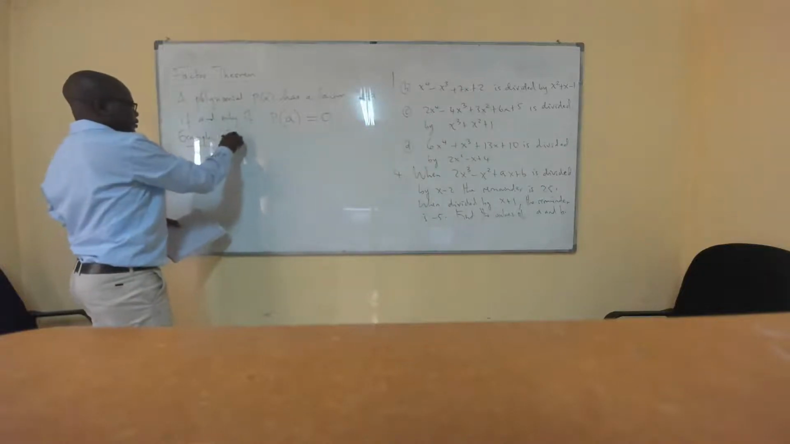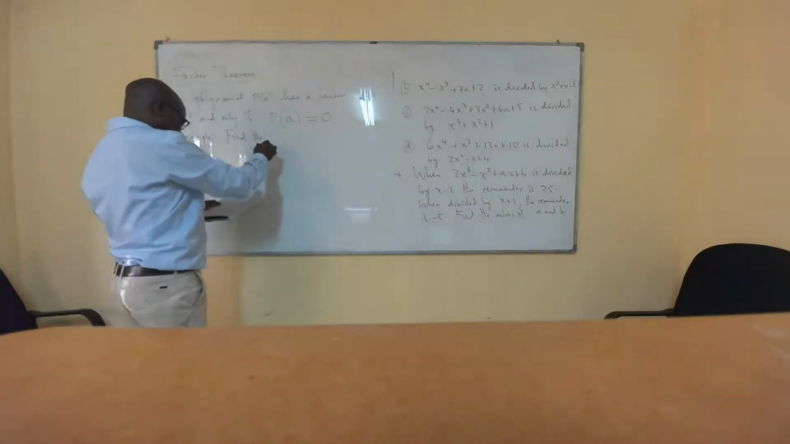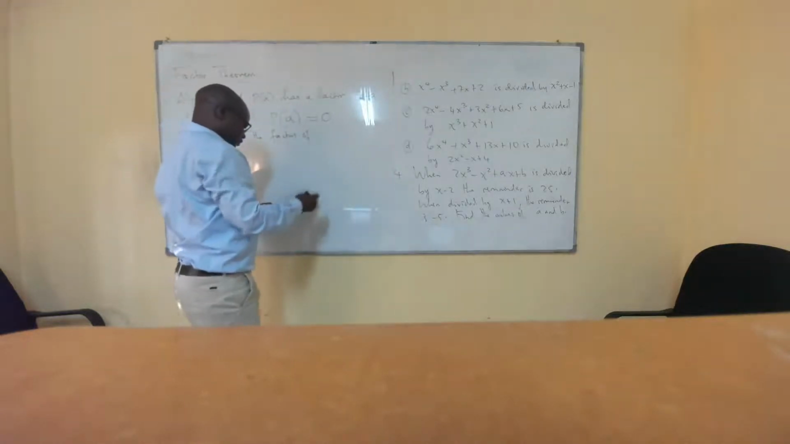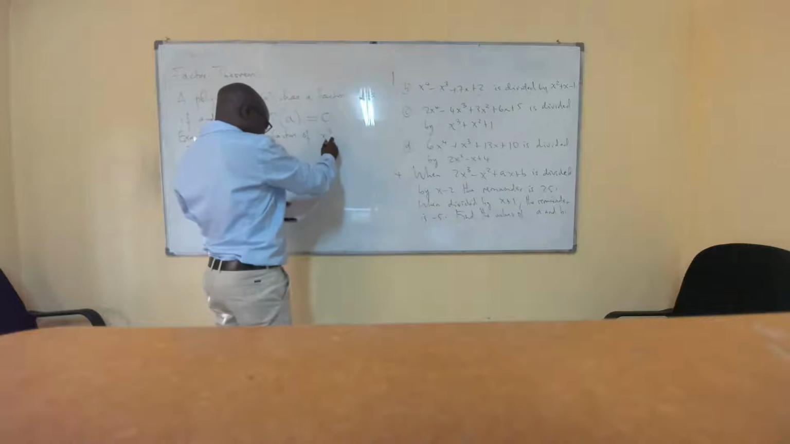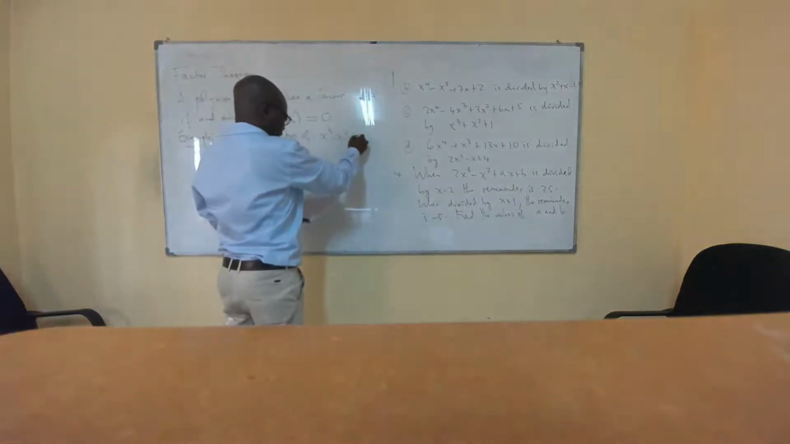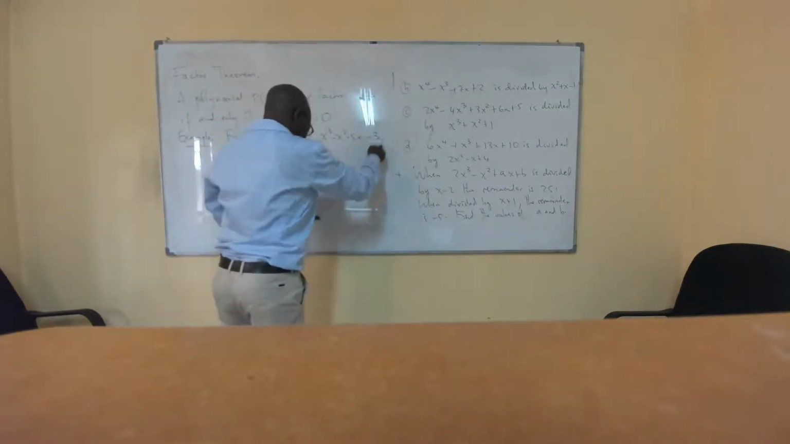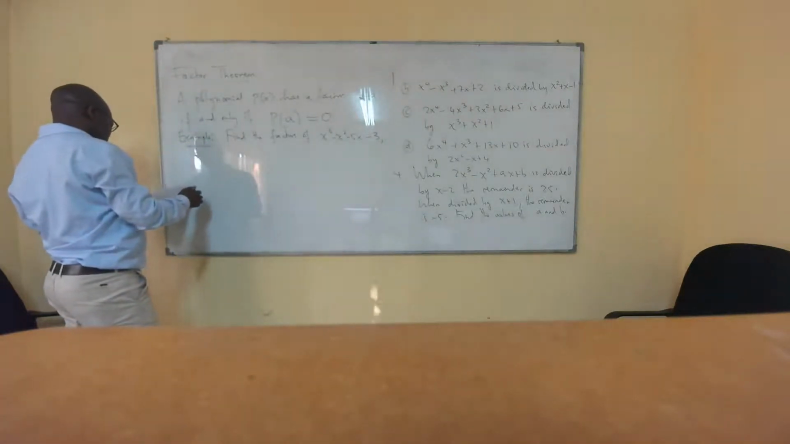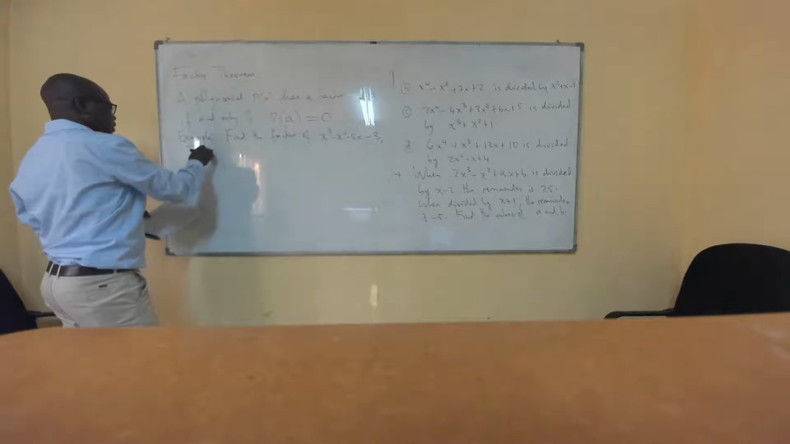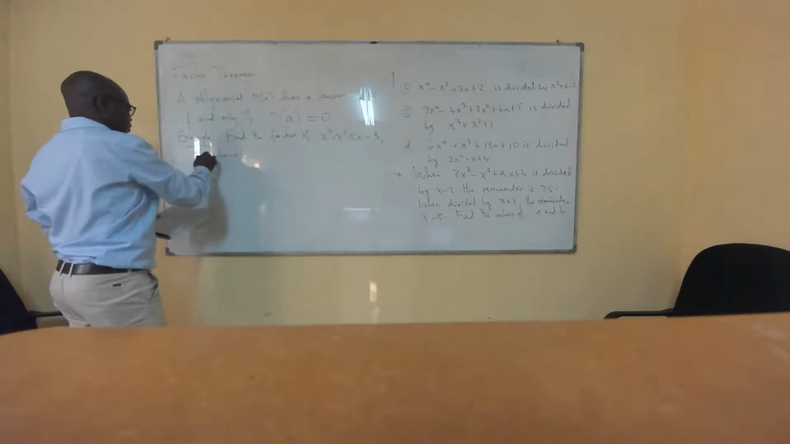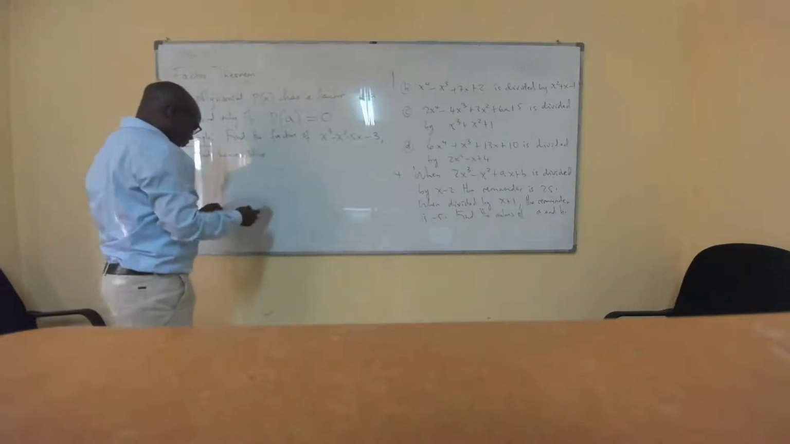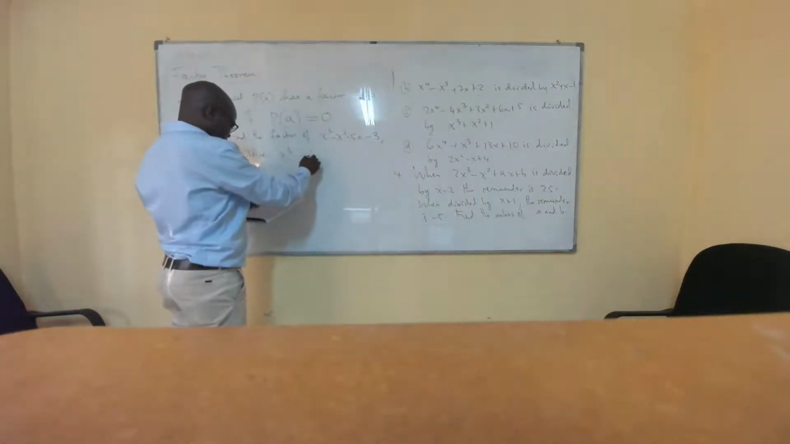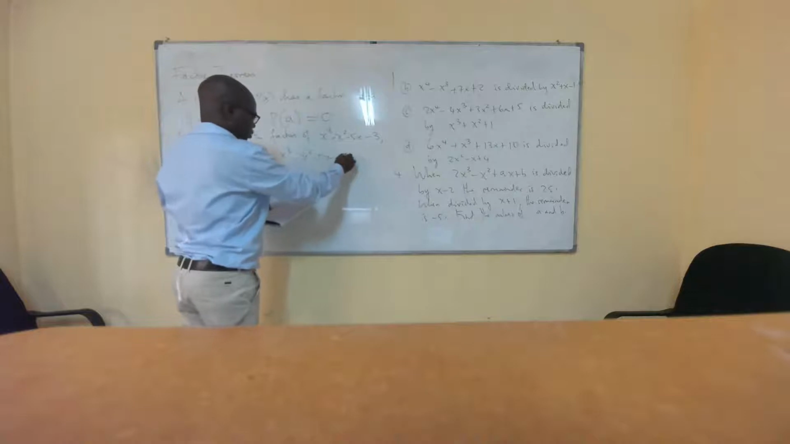Find the factors of x to the power 3 minus x squared minus 5x minus 3, and hence solve this equation equal to 0.